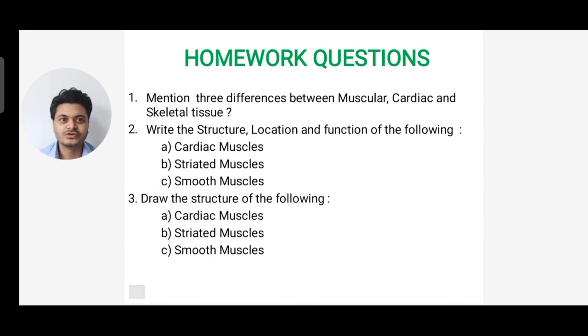So students, these are your homework questions. First question is mention three differences between smooth, cardiac, and skeletal muscle. Then write the structure, location, and function of the following: cardiac muscles, striated muscles, smooth muscles. And third question is draw the structure of the following: cardiac muscle, striated muscle, and smooth muscle.